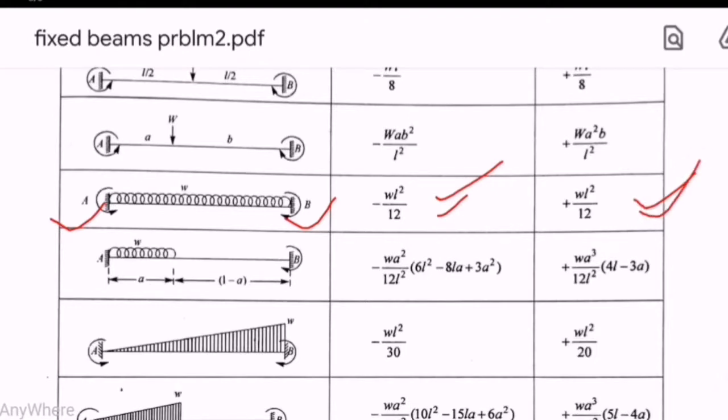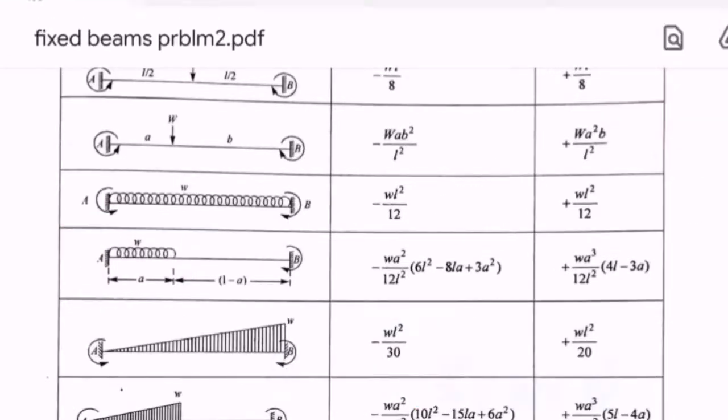And if the UDL is applied only on a half portion or some portion like a, then this will be given as minus W a square by 12 L square into 6L square minus 8La plus 3a square, and M bar BA will be given as W a cube by 12 L square into 4L minus 3a. Generally, these types of tough questions will not be asked at UG level.